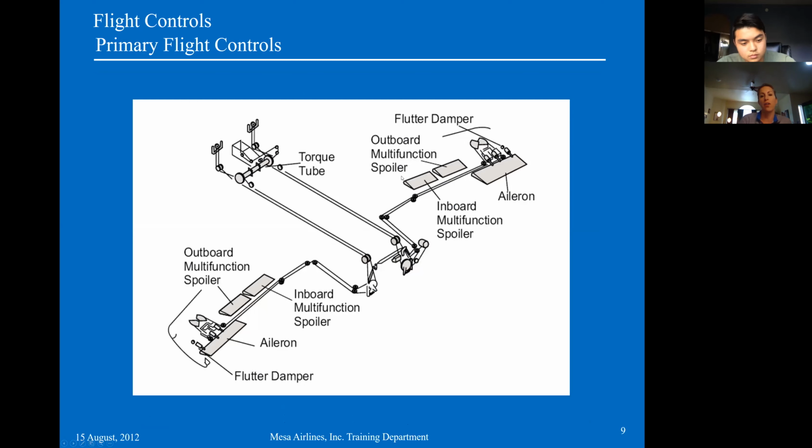Okay, so you've got a flutter damper, dampener, or damper, however you call it. It just makes sure the aileron doesn't flutter in the wind. These things are controlled with torque tubes, cables, rods. You can see the pulleys, cables, and rods.